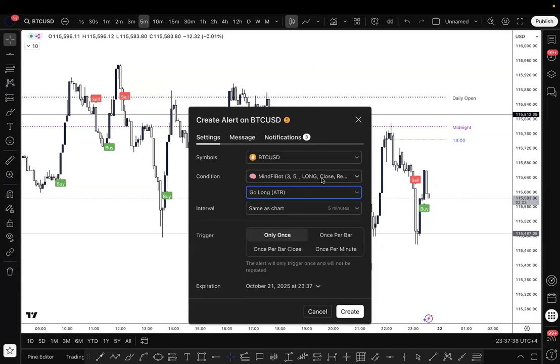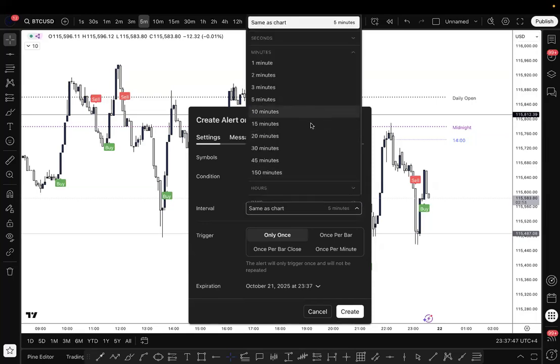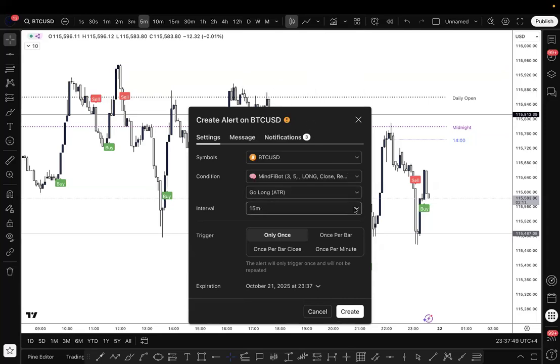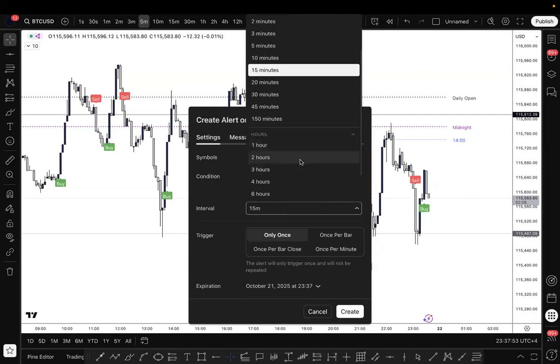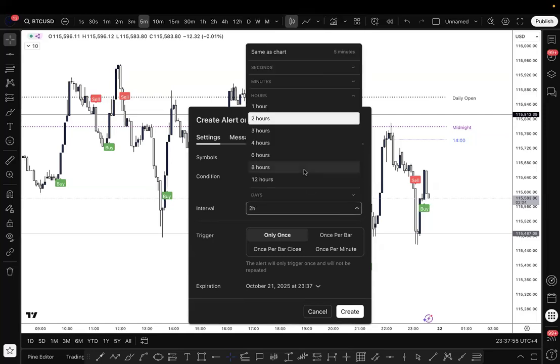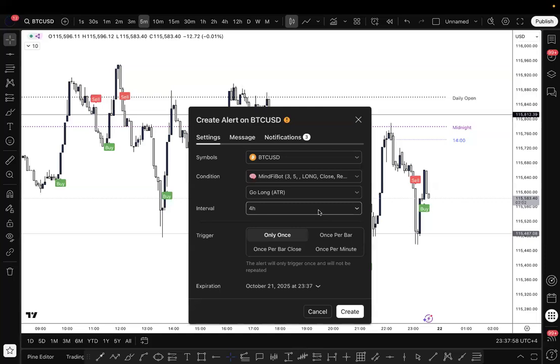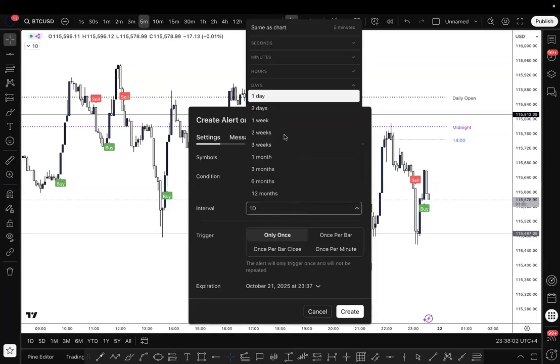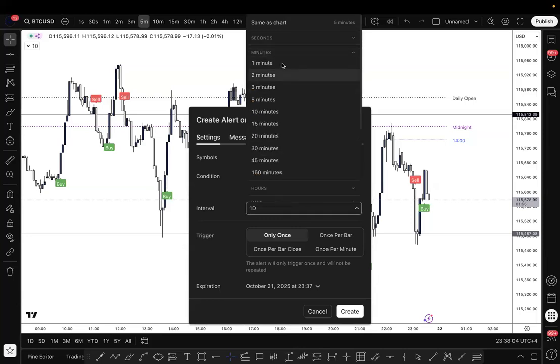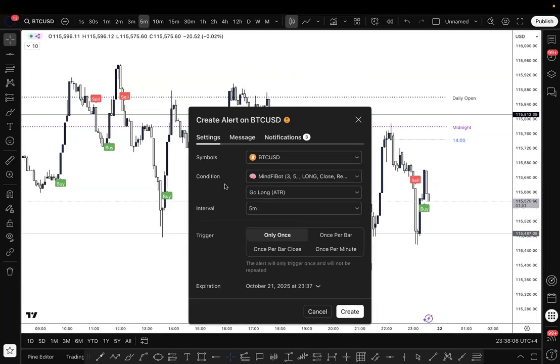So go long simply means when it sees a buy signal on the time frame you're putting. So this is the same as the chart, 5 minutes. If I want to take it back to maybe 15 minutes, I put 15 minutes. If I want daily, I put daily. If I want hours, I can put 2 hours chart. If I want to put 4 hours, I can put 4 hours. If I want to put days, I can put 1 day chart. If I want to put minutes, I can put 1 minute chart. If I want to put 5 minutes, I can put 5 minute charts.